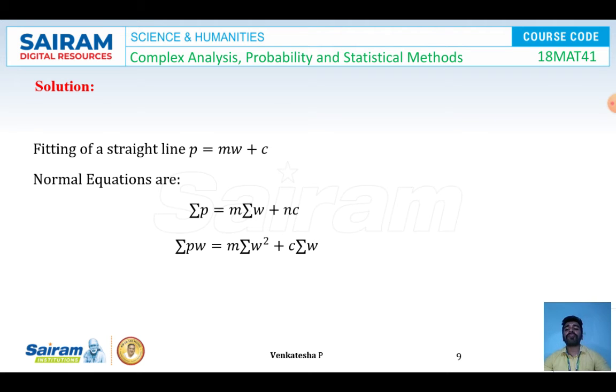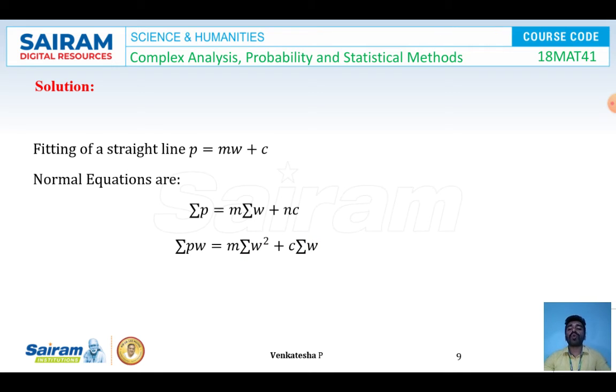So take the equation P is equal to MW plus C. First I'm applying summation on both sides of the given equation. So I got summation P is equal to M into summation W plus NC. Multiplying W on both sides and applying summation again, I got summation PW is equal to M summation W square plus C summation W.